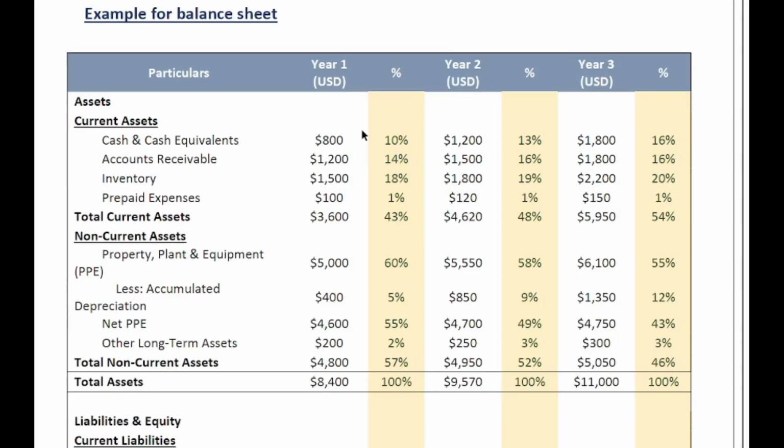You can see the cash and cash equivalent we have 10%, account receivable 14%, inventory 18%, prepaid expense 1%, the total current asset 43%. Again, the property, plant and equipment is 16%. Then the accumulated depreciation is 5%. Net property, plant and equipment 55%. And other long-term asset 2%.